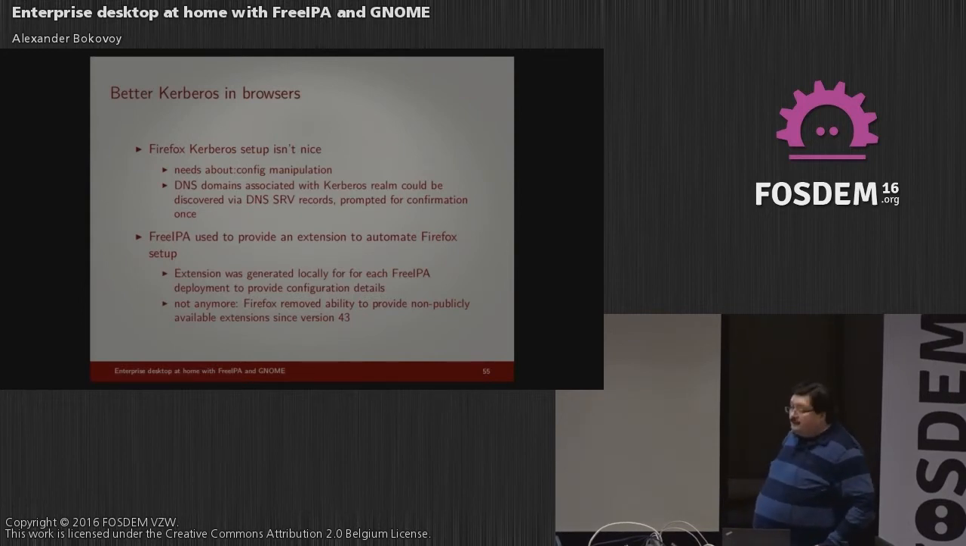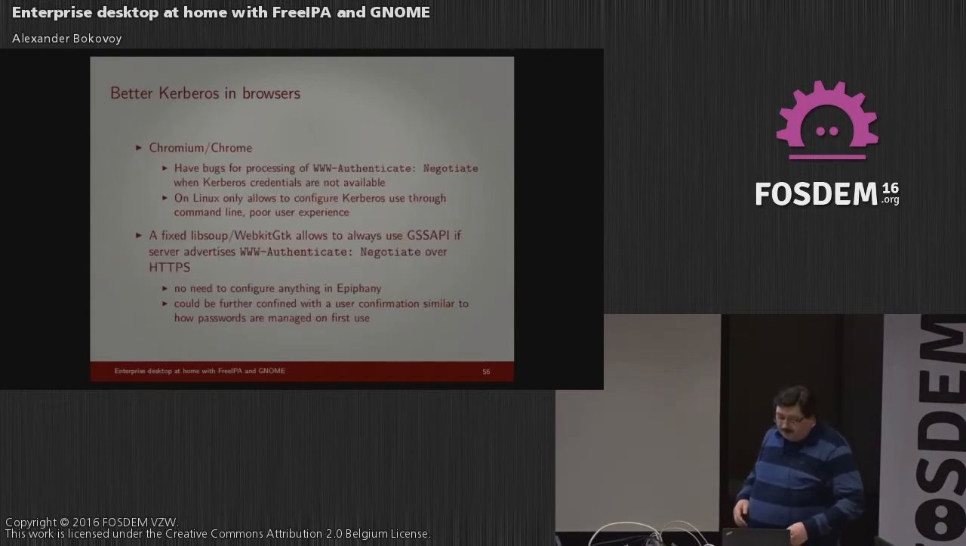The extension itself was generated locally by the FreeIPA server you install, so it contains information about your realm and about your certificate authority, so that it can be trusted and propagated automatically. And of course you can do the configuration yourself.